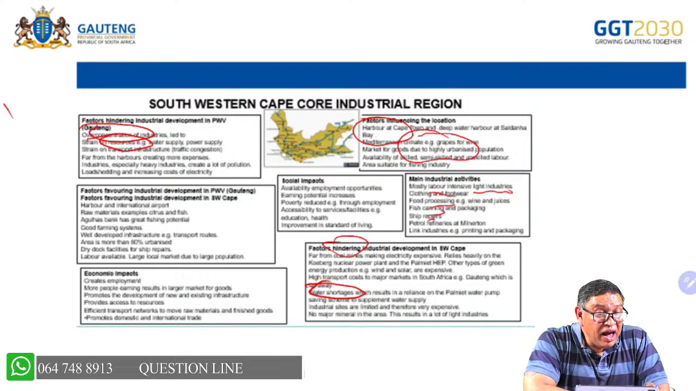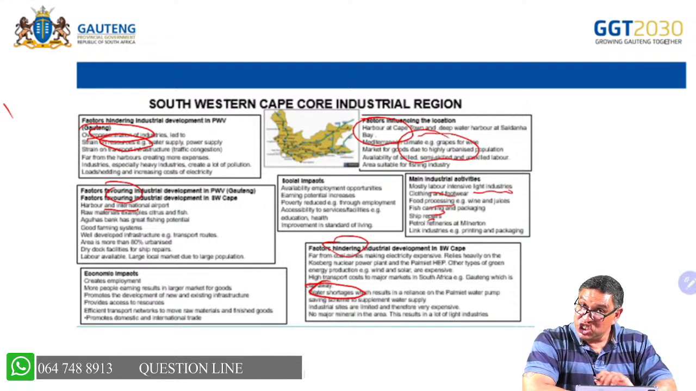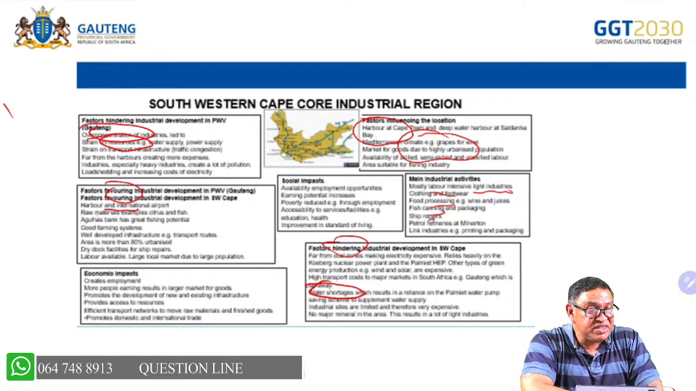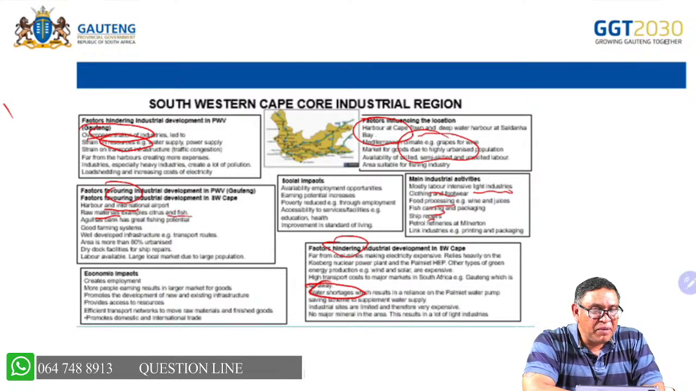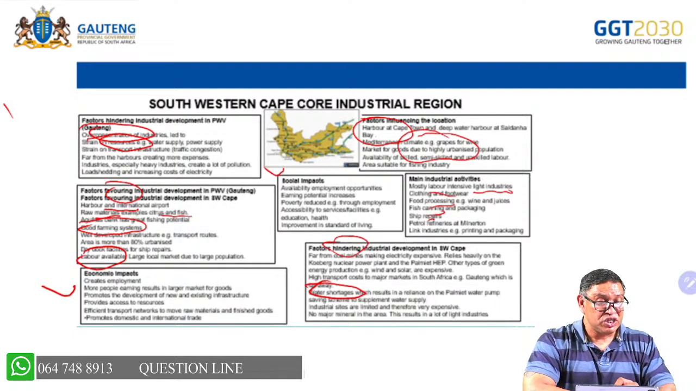Factors favoring: the harbor, the international airport that's available there, and cheap transportation to other countries. Raw materials are, you'll notice, farming products like fruit and fish. They have good farming systems and labor available. And of course, learners, in everything we can test you on the economic and the social factors.